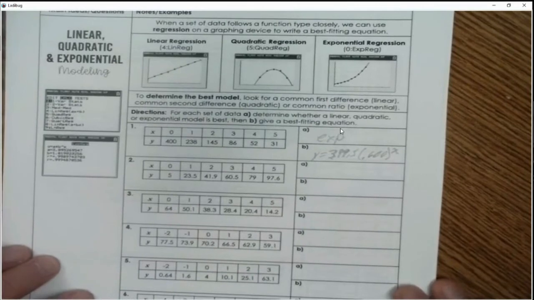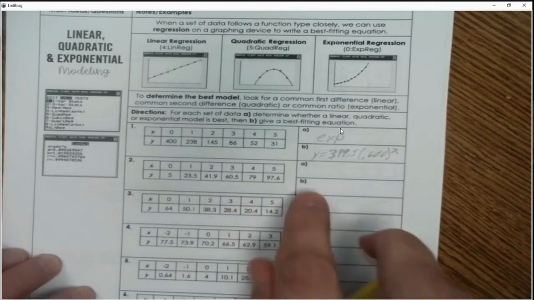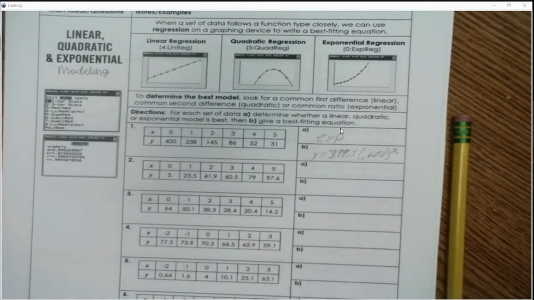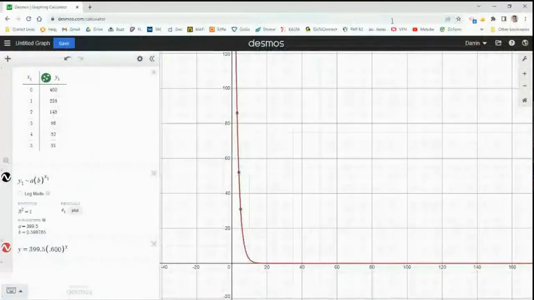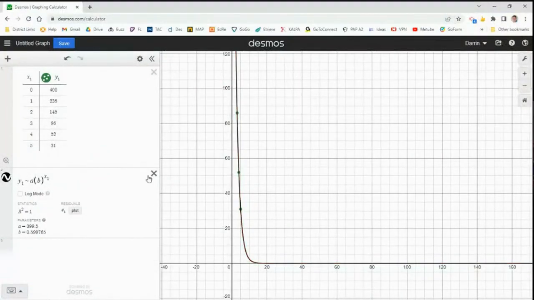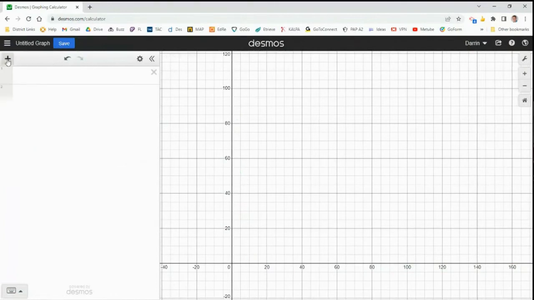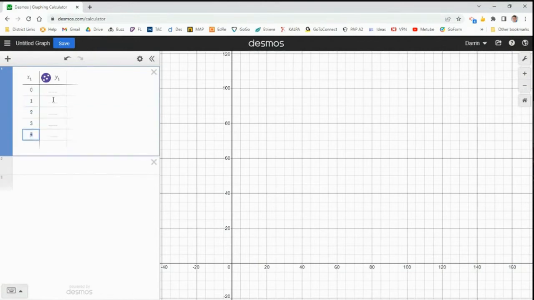So let's look at another one then. Let's do the second one. Let's go to Desmos. We'll take out this information. All right, just kill all that. Make a new table. And this is going to be 0, 1, 2, 3, 4, 5. And our information this time is 5, 23.5, 41.9, 60.5, 79, and 97.6.